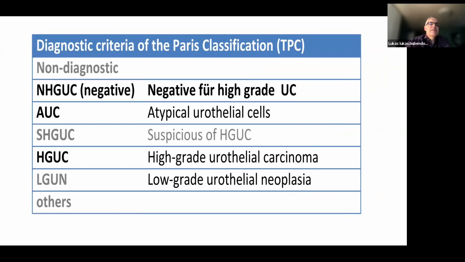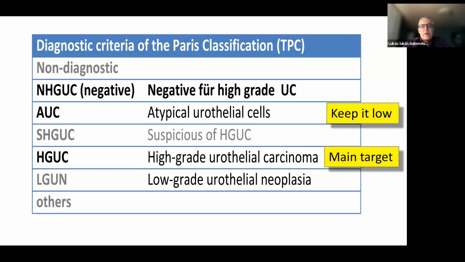So this summarizes the categories of the Paris system. It has actually not changed, or not changed much. We have two very important categories. As said, we are focusing really on high-grade urothelial carcinoma, and diagnosing high-grade is the main target. We need to focus on that, high-grade urothelial carcinoma.